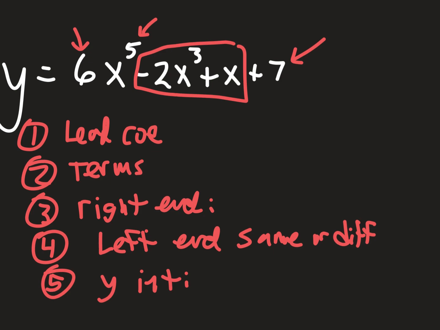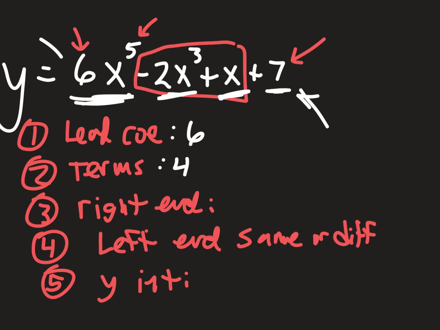Okay, the lead coefficient on this one, just because it's in front, is it guaranteed to be the leader? No. It's because it had the biggest power. So that is 6. The terms: 1, 2, 3, 4. The constant counts, so 4 terms. Right end. You don't look at the right end of this, you look at the beginning of this. Since the lead coefficient is positive, it's up.